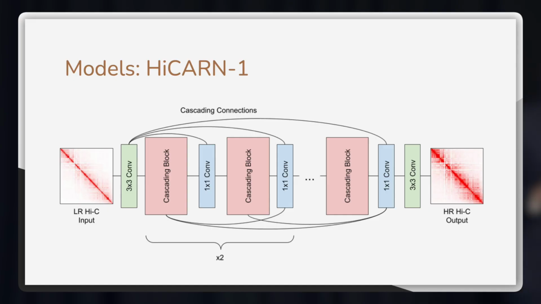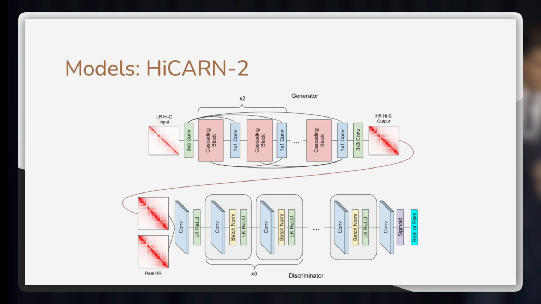And so I used two different models of HiCARN. HiCARN 1 is a sequence of 5 cascading blocks that extract information, prominent regions from the high resolution data, and it learns how to convert low resolution data into high resolution data. Whereas HiCARN 2 has the same, what's called a generator, same generator architecture as HiCARN 1.